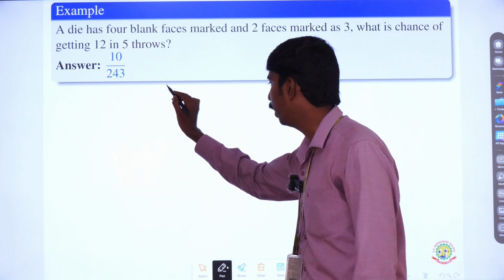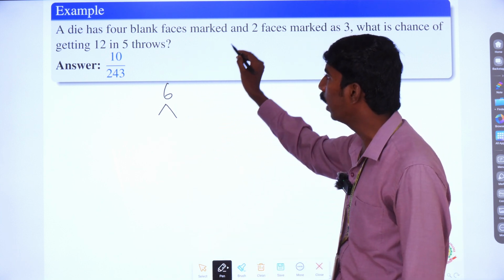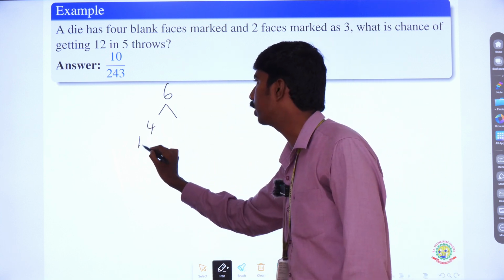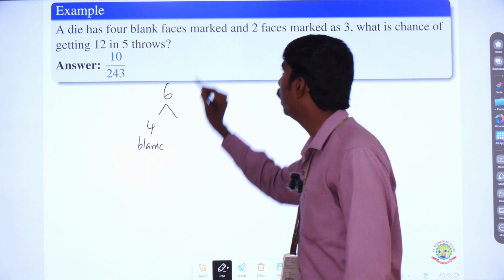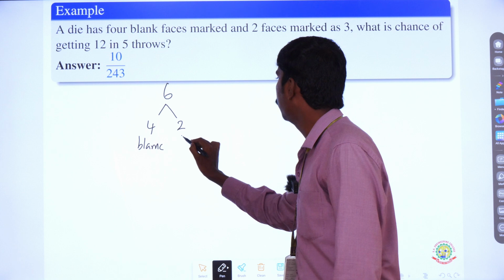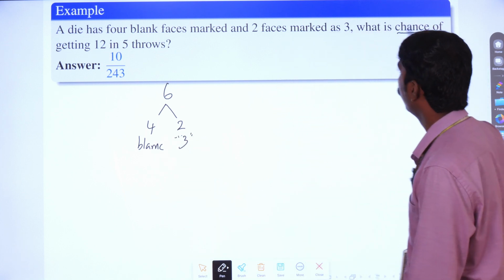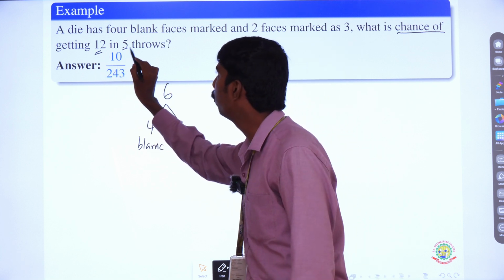Normally a die has 6 faces. What do they say? A die has 4 blank faces, therefore 4 faces are blank. Then 2 faces are marked as 3. So there are 3s. What they simply ask is, what are the chances of getting 12 in 5 throws?